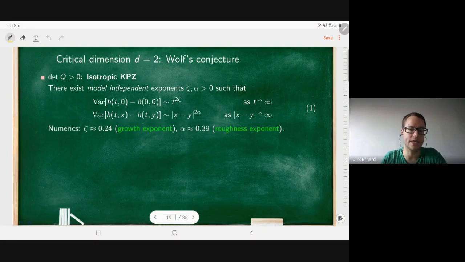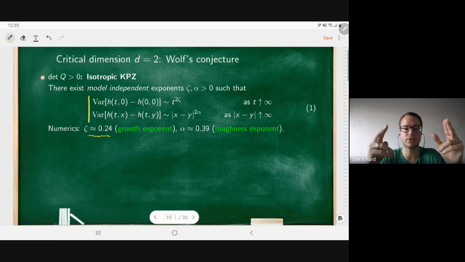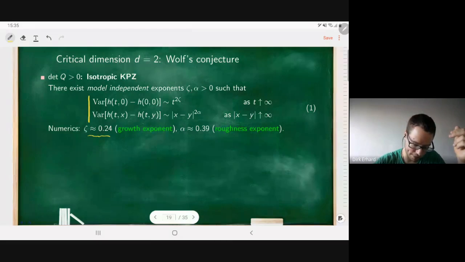Then what's conjectured is that the nonlinearity really should matter, in the sense that if you look at these two lines, the first line tells you that the variance of h(t,0) minus h(0,0) grows like t to the 2 zeta for some zeta which is more or less 2.04 for large t. And if you fix t, and you look at the variance of h(t,x) minus h(t,y), it should scale like the distance of x and y to the 2 alpha, for some alpha that's roughly 0.39. So these are some values you get from numerical calculations.